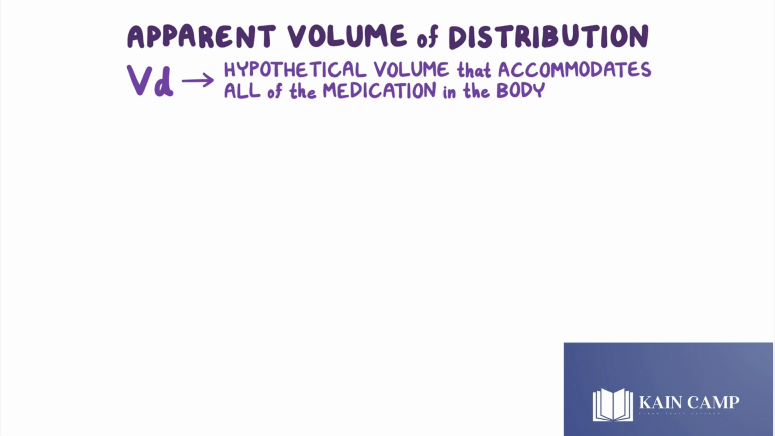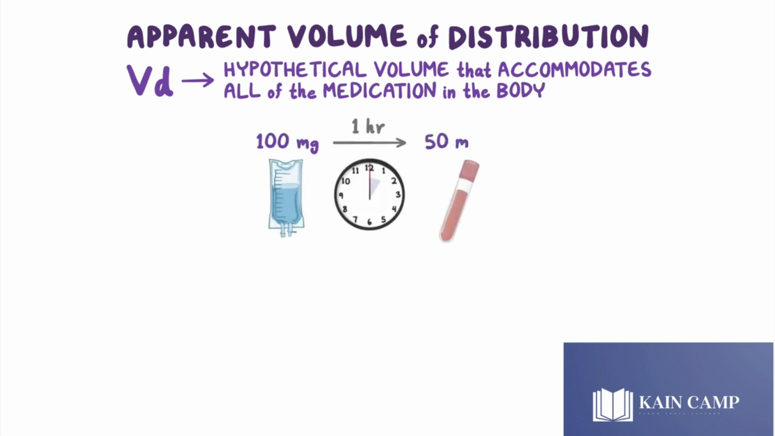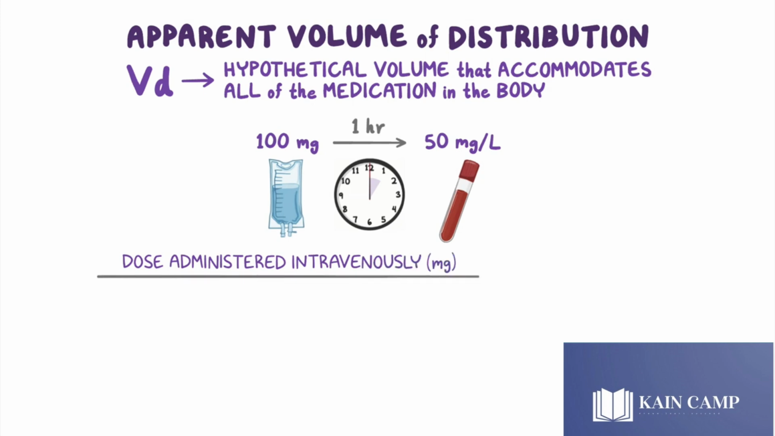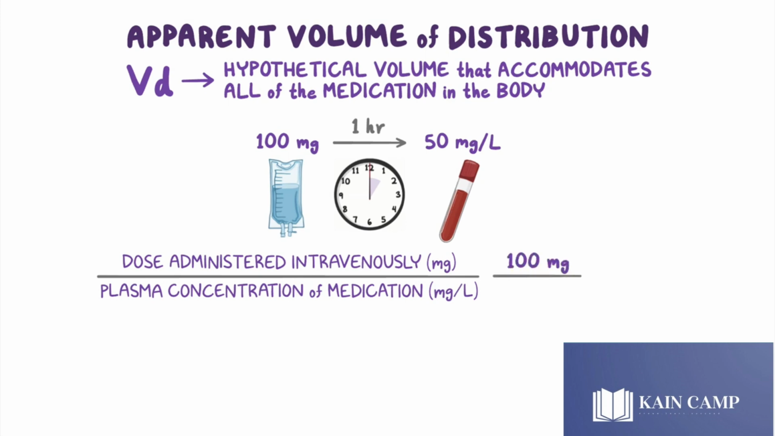we have a medication that is 100 milligram and we have to inject it intravenously. After 1 hour, the medication is 50 milligram per liter in the blood. So now we have to calculate the VD. For that, we use the formula: dose administered intravenously in milligram divided by plasma concentration of medication in milligram per liter. So 100 divided by 50 is 2 liter.